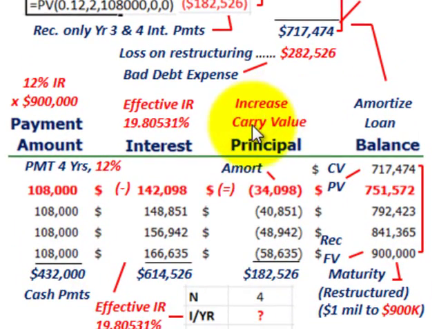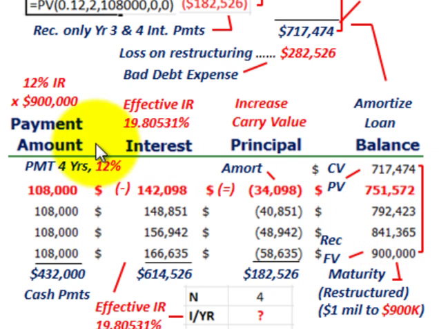Now we have to set up a new amortization schedule based on this restructuring. So what we know now is this. We start out with our beginning balance, the present value of those cash flows at $717,474, and we have to amortize it up to $900,000. That's the maturity of the restructured note. It was $1 million, now it's reduced to $900,000. So this is what we have to amortize.